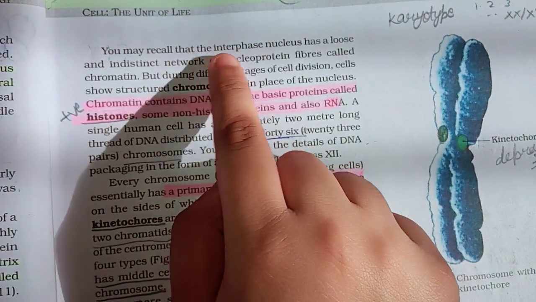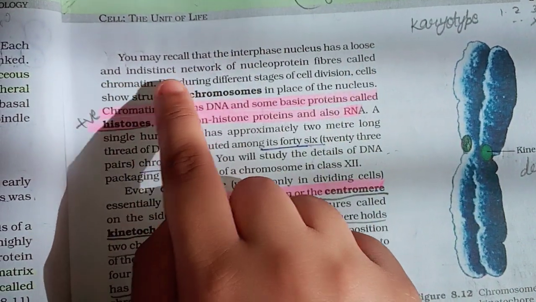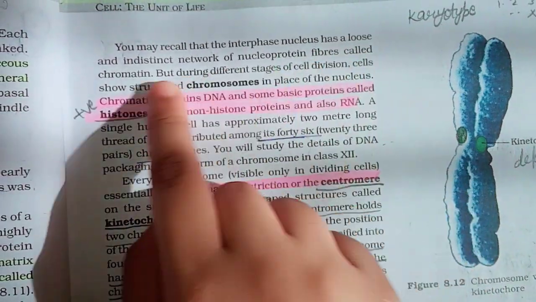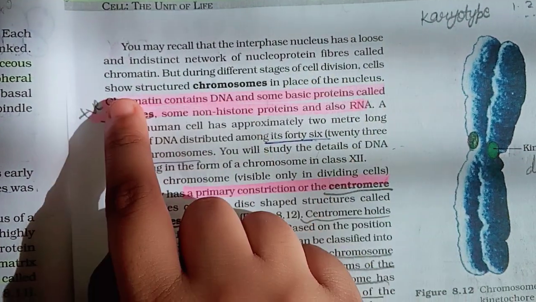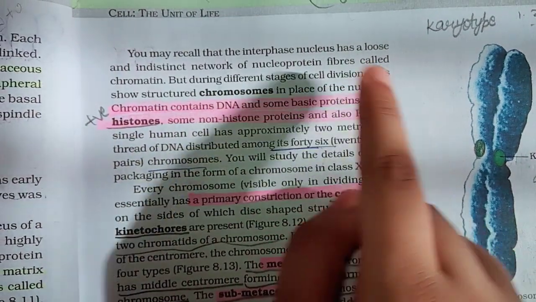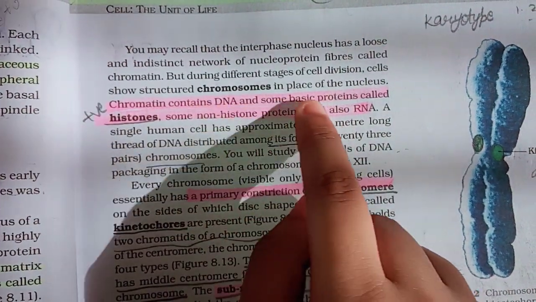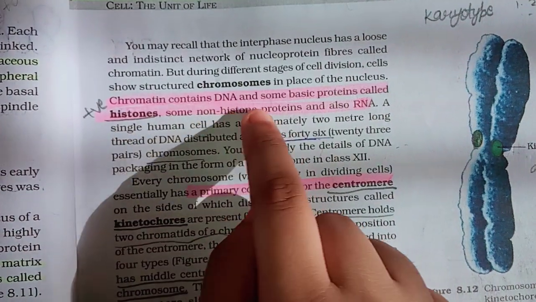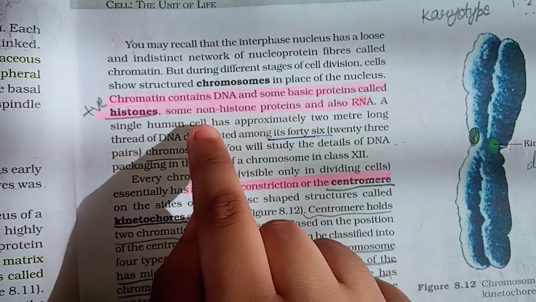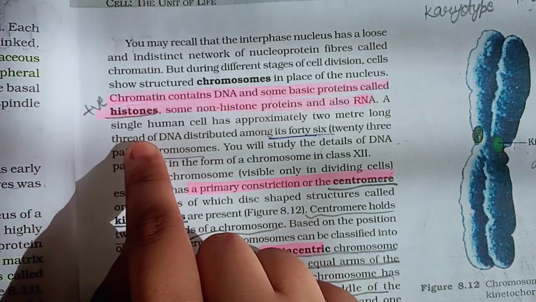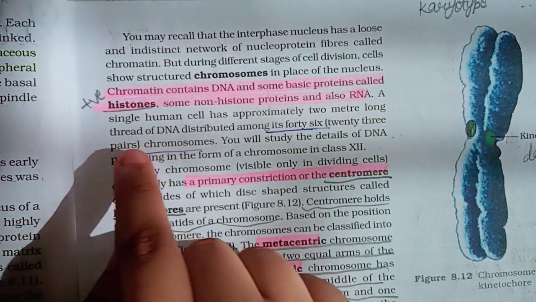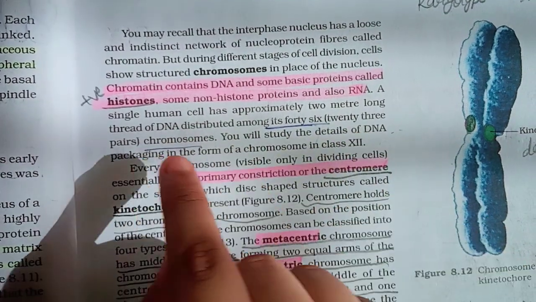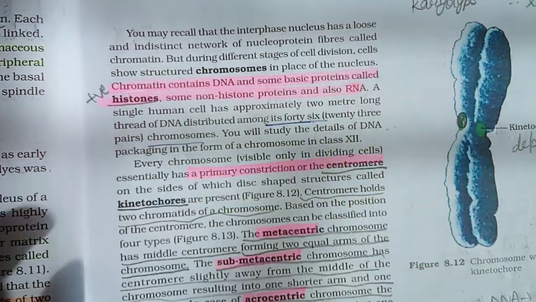You may recall that interphase nucleus is a loose and indistinct network of nucleoprotein fibers called chromatin. But during different stages of cell division, cells show structures called chromosomes in place of the nucleus. Chromatin contains DNA and some basic proteins called histones, some non-histone proteins and also RNA. A single human cell has approximately 2-meter long thread of DNA distributed among its 23 pairs of chromosomes. You will study the detail of DNA packaging in the form of chromosome in class 12.